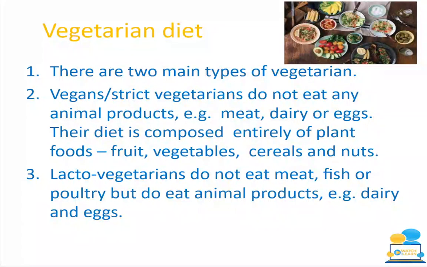Our lacto-vegetarians do not eat meat, fish, or poultry. However, they do eat some animal products, so dairy and eggs. So you need to know the difference between lacto-vegetarians. So lacto coming from the word lactose, which is the sugar found in milk. So that's how I get students to remember it. So lactose. So they do eat dairy and eggs.